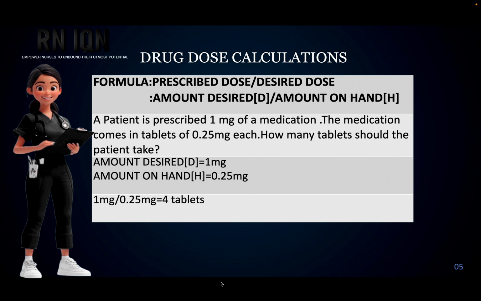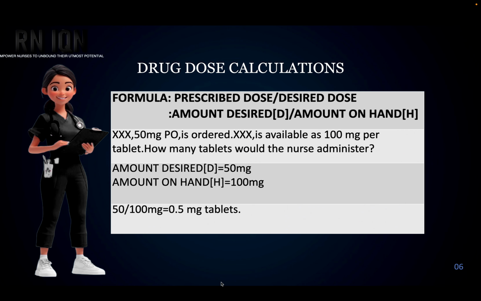Let's see an example. A patient is prescribed 1 mg of a medication. The medication comes in tablets of 0.25 mg each. How many tablets should the patient take? As I told you earlier, always follow the formula and apply it correctly to the given situation. In this case, amount desired is 1 mg, amount on hand is 0.25 mg. So you will get 4. So you have to give 4 tablets to that patient.